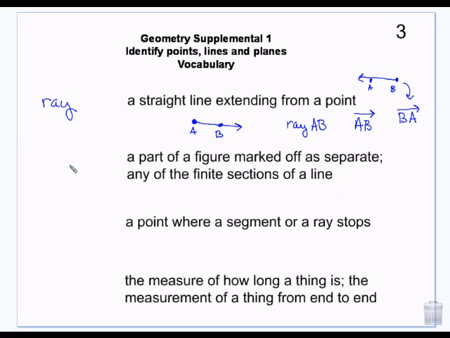A segment. Whenever you actually have drawn what you called a line in the past, you were actually drawing a segment. Segments are pieces of lines. They're just a little chunk. And they have two endpoints. So this is segment AB. Or you can put AB with a piece of a segment over top of it with no arrows.